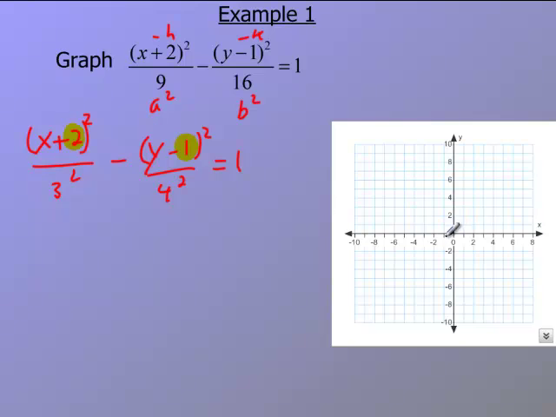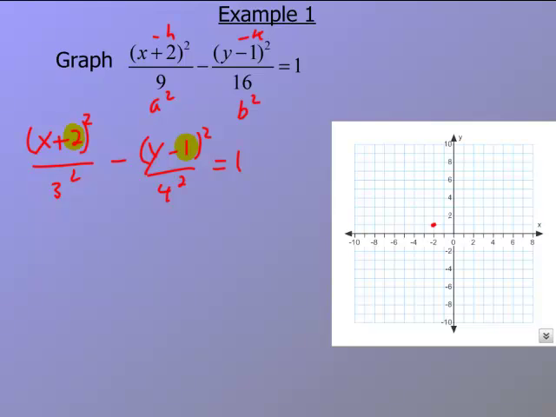Unless it's a parabola, then the h and k is going to be the vertex, as you saw in the earlier definitions. So because this is minus h, and I see a plus 2, that tells me I'm going to go left 2. And now I'm going to go up 1. So this is going to be my center, and I'm going to be basing all my other points from this center point.